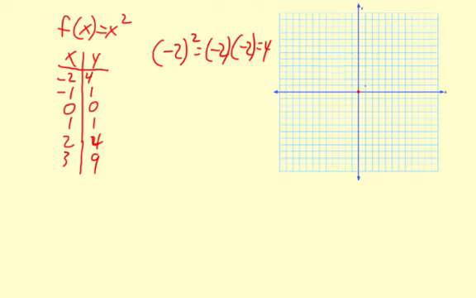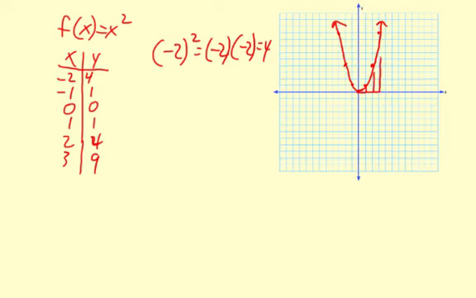Start at 0, 0, then 1, 1, 2, 4, 3, and then 9. Negative 1, 1, negative 2, 4, and also negative 3 would be 9 here. Something like that. Okay, that shape is called a parabola. And a parabola always has this type of pattern when you're doing the graph.